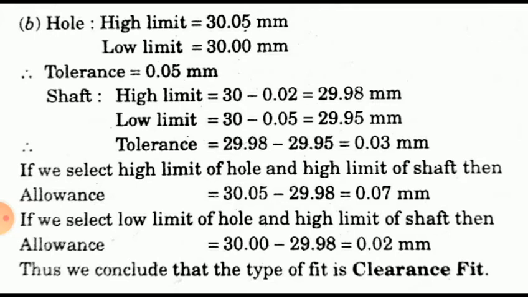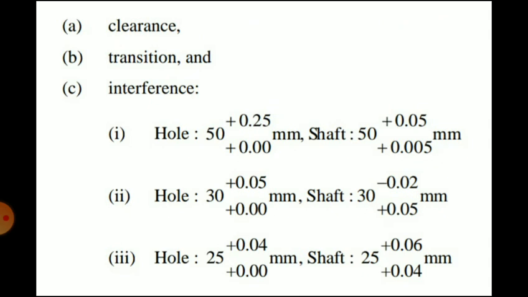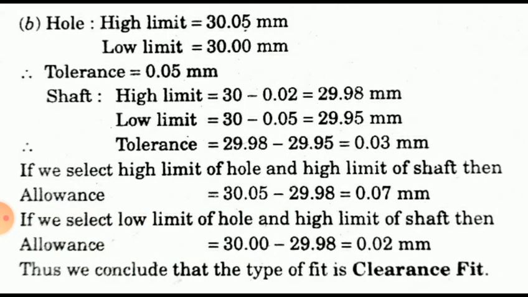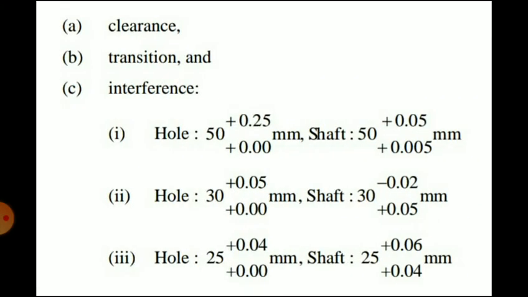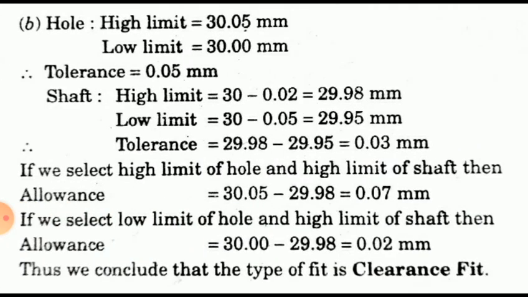Now second case. In the second case, the hole and shaft have a basic size of 30 mm and different limits are given. So the higher limit of the hole will be equal to 30.05 and the lower limit will be equal to 30. So you can see in the second case. Now find out the tolerance for the hole, that will be equal to the higher limit of the hole minus the lower limit of the hole, that you will get 0.05 mm.